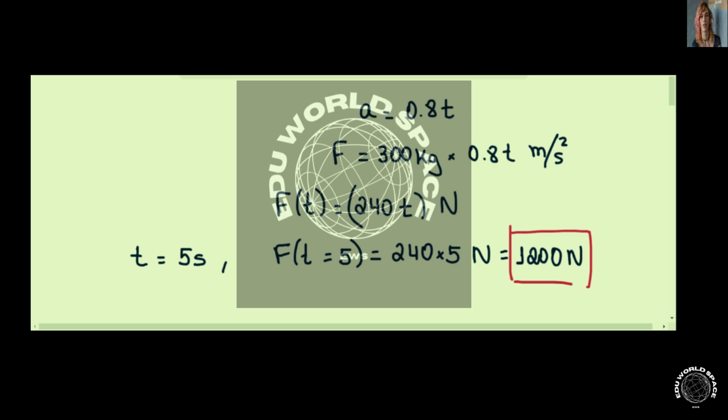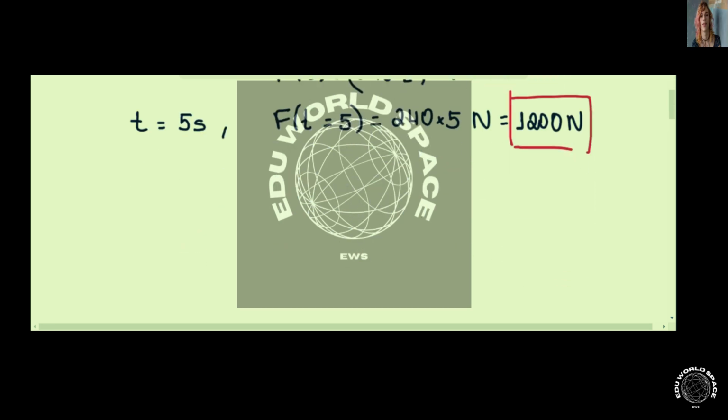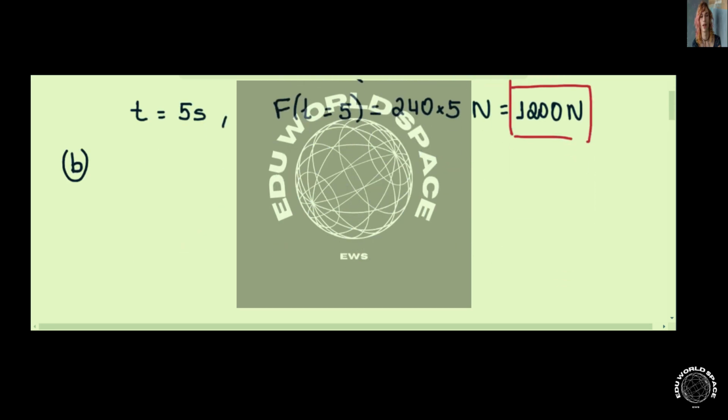Then in question B, the next part of the question, we need to find how far the particle moved, the block traveled in these 5 seconds. So we have that v is equal to 0.4 t squared. Now v is dx/dt. And this is equal to 0.4 t squared.